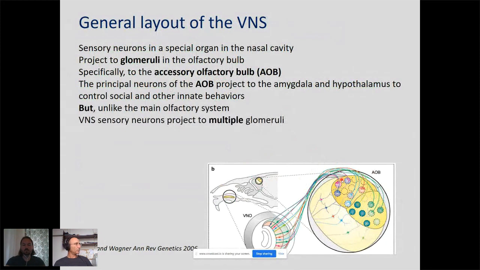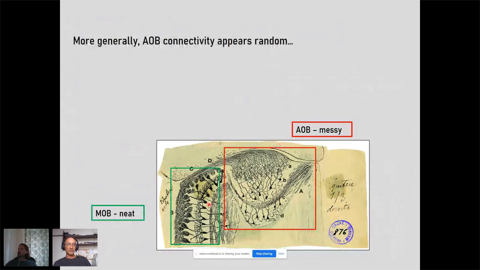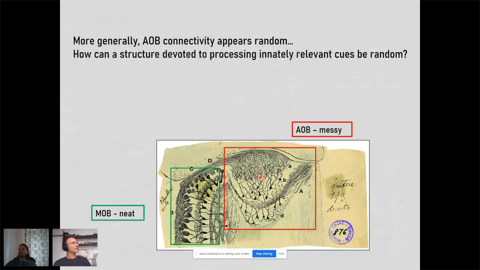But unlike the main olfactory system, the sensory neurons of the vomeronasal system project to multiple glomeruli. And in addition, the mitral cells in the system, the projection neurons, sample from a number of glomeruli, and it's a variable number of glomeruli. So here you see a very nice image by Ramon y Cajal showing you a section of the brain, and you see the AOB, and you see the part of the main olfactory bulb, the main olfactory system counterpart of the structure. And if you look at this, the AOB seems messy, and at least to me by eye, looking at several images, not just this one, the connectivity in the AOB seems random.